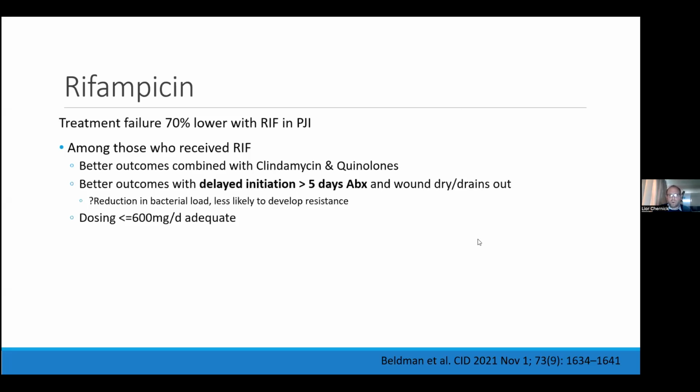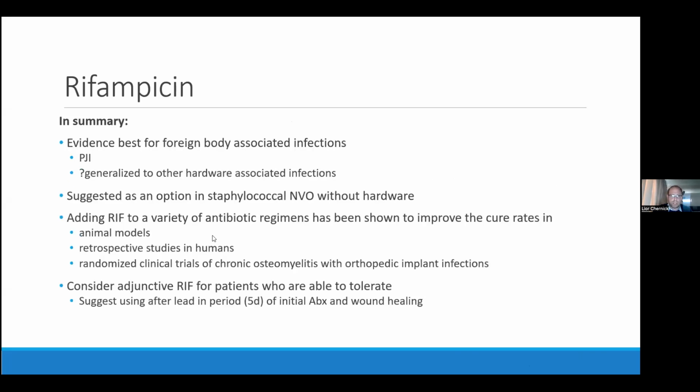But that informs a lot of what's done in practice: if you are going to use rifampicin, delaying it generally for 5 days or so, making sure that your drains are out, would then be the ideal time to start it. So in summary, the best evidence for rifampicin is in foreign body associated infections, definitely prosthetic joints, and probably generalizable to other hardware associated infections.